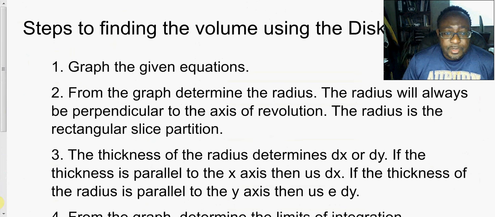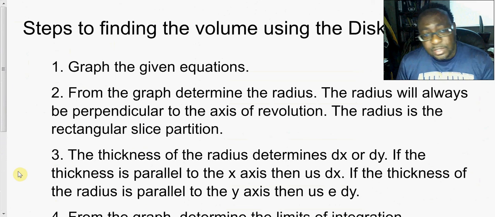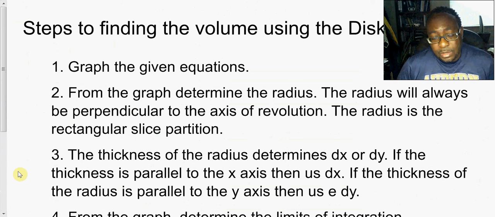Now, I put some steps in here for you to use when you're looking for the volume for the disk method. You want to graph the given equations. From the graph, determine the radius. The radius will always be perpendicular to the axis of revolution. I put that here as a statement because in the next section, the shell method is the reverse. The radius is parallel with respect to the axis of revolution. But here for the disk method, the radius is perpendicular.